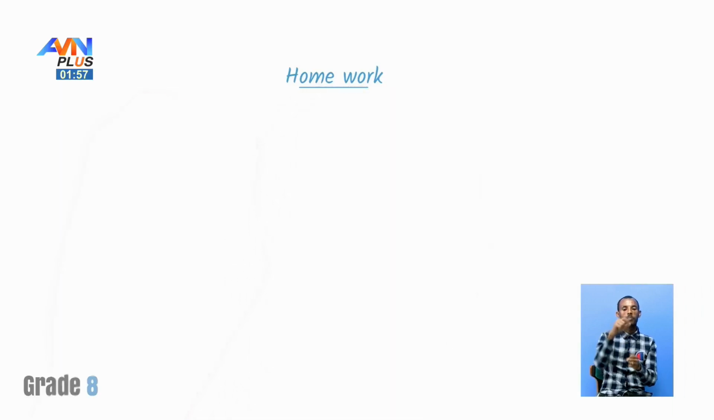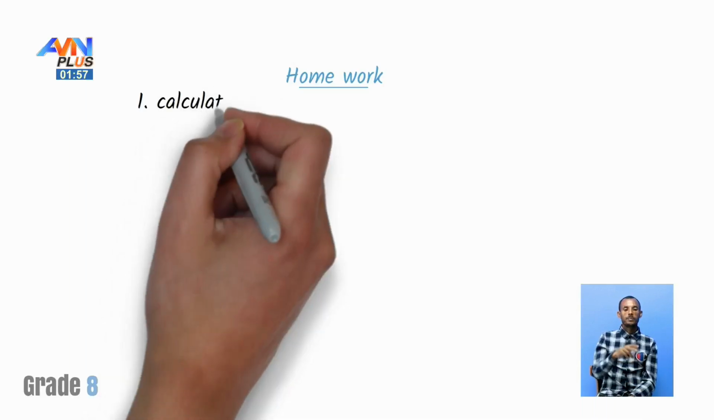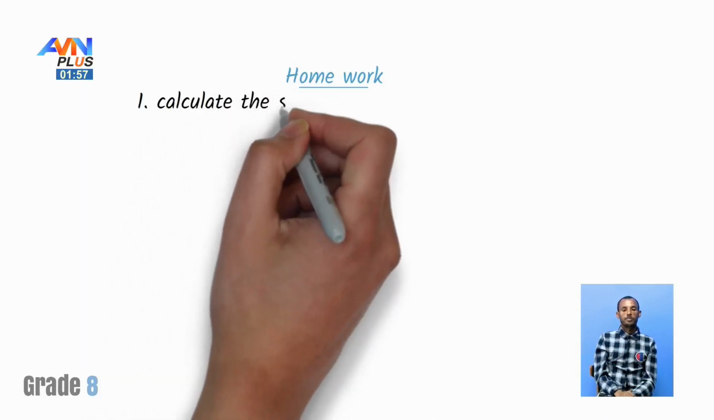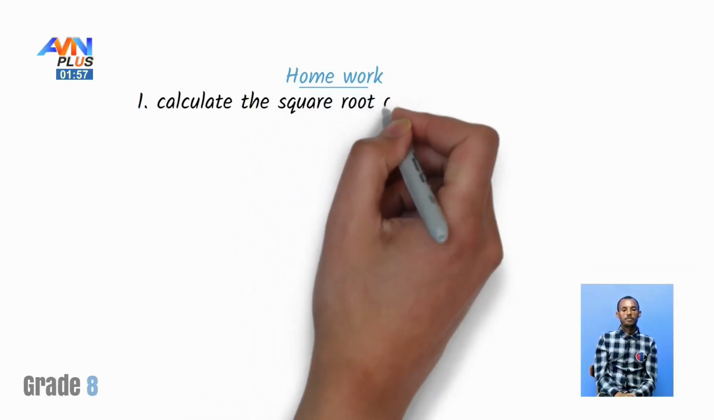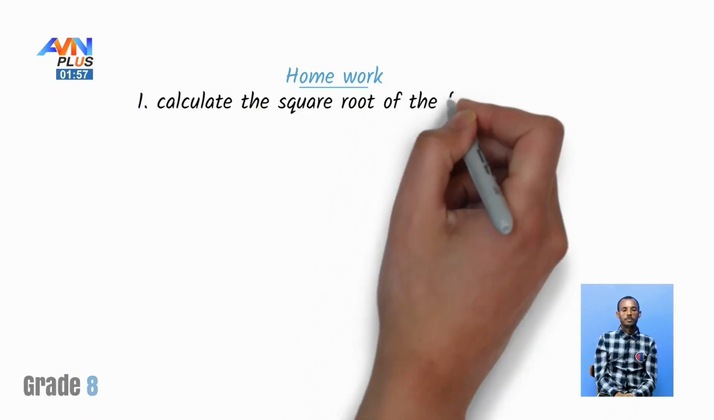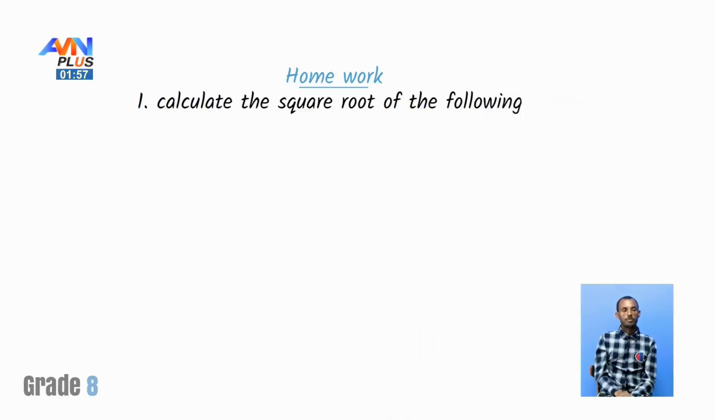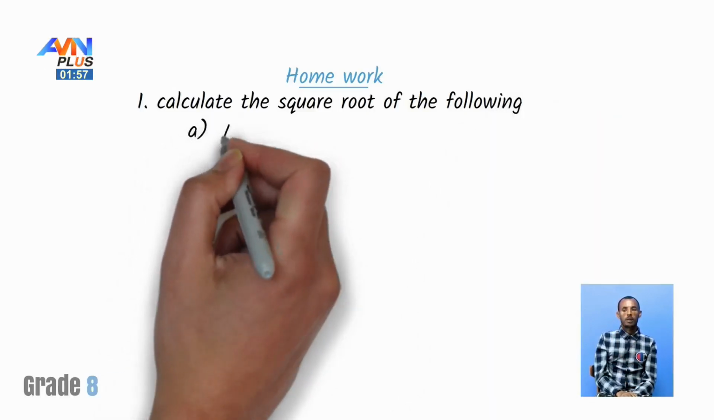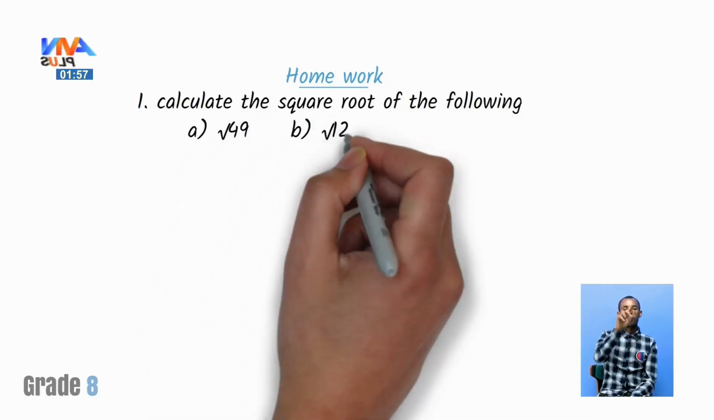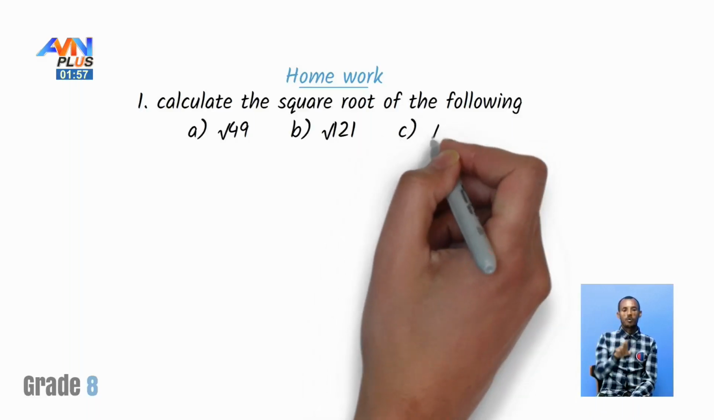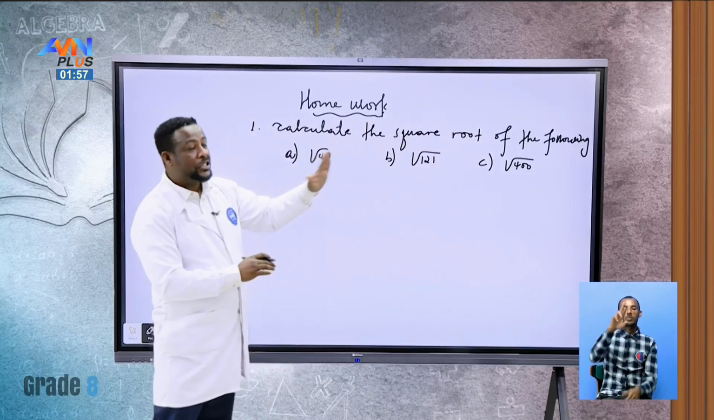The first one is calculate the square root of the following. Here I need you to calculate the square root of 49, the square root of 121, the square root of 400. Calculate the square root of these numbers.